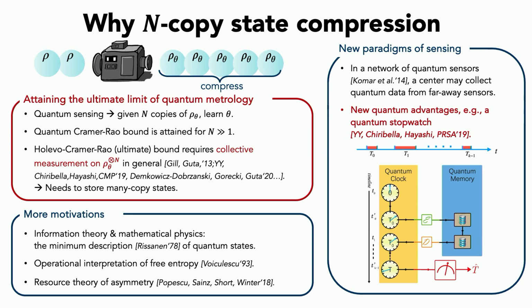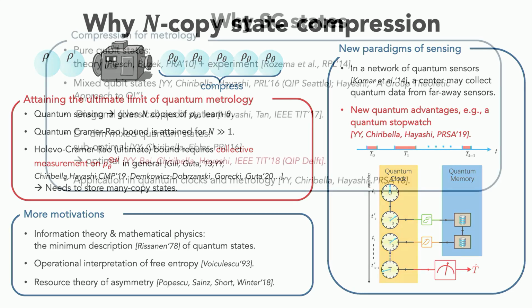For instance, if you want to estimate the total duration of some discrete events, we showed in a prior work with Julien Kilibella and Masahiro Hayashi, who is in the audience, that with this compression, you can design a sort of cool quantum stopwatch that achieves some new quantum advantage. There are more motivations beyond this in information theory, in mathematical physics, and in foundations.